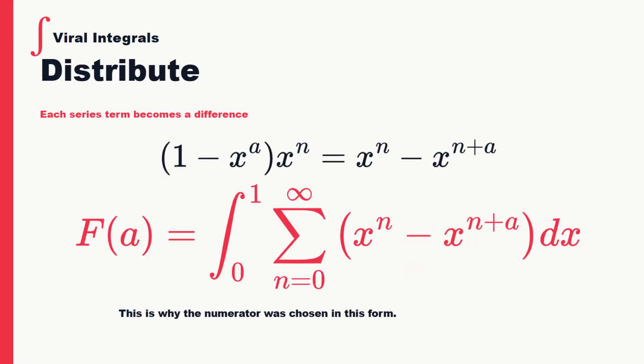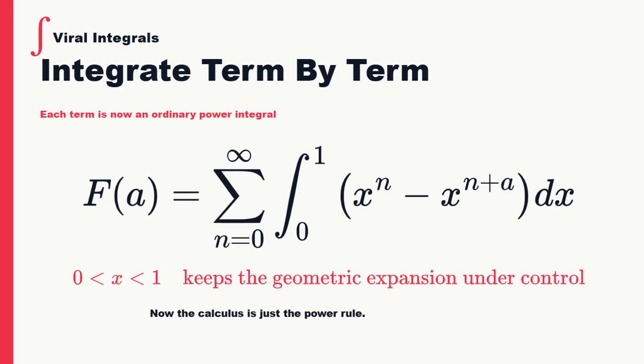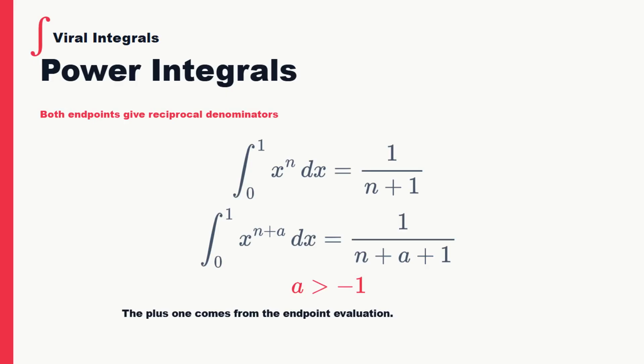Now just distribute the x to the n across the numerator. Each term becomes x to the n minus x to the n plus a, which is useful because both pieces are ordinary power integrals from 0 to 1. Now move the integral through the sum and integrate term by term. The reason this helps is that every term has the same simple shape, so the whole problem is reduced to evaluating powers of x. The two power integrals give reciprocal denominators. Integrating x to the n gives 1 over n plus 1, and integrating x to the n plus a gives 1 over n plus a plus 1.